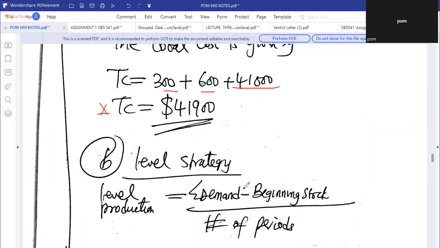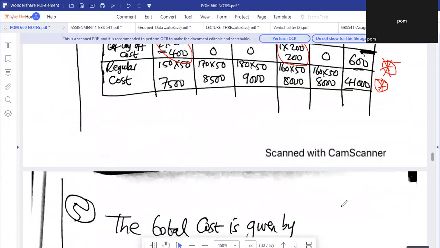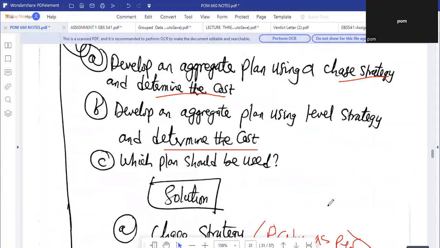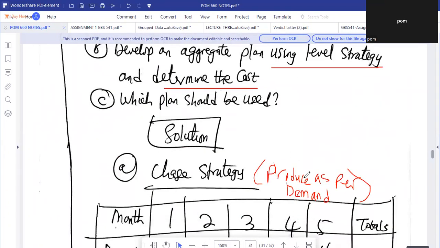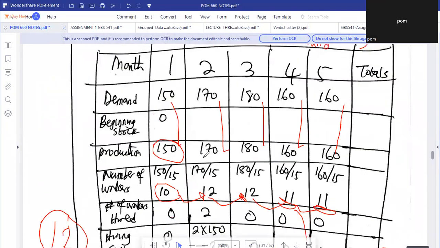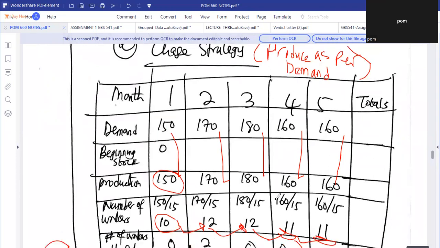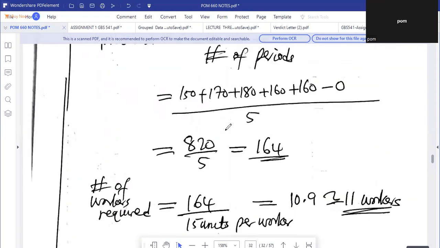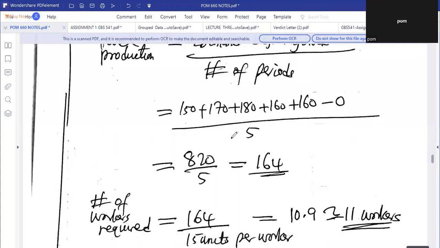So the amount comes to 41,900. Now let us get into the second part of the question, the pure level strategy. For level production, it's the summation of demand minus the beginning stock over the number of periods. So you just aggregate the demand: 150 plus 170 plus 180 plus 160 plus 160 minus 0, divided by 5. We're getting 164 units. After getting these units, that's our production.